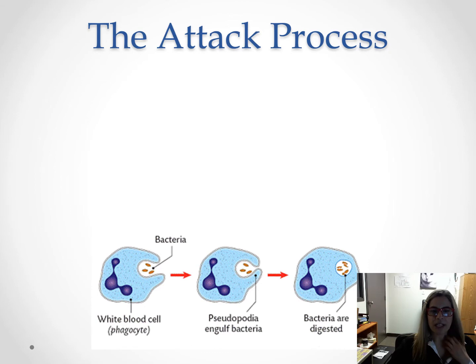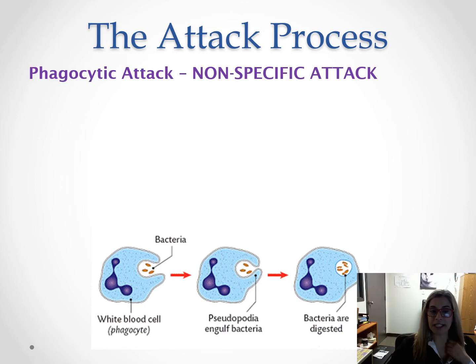So when we talk about the attack process, as we already said, phagocytic attack is non-specific. So if we look at our graphic here we have our phagocyte, or our macrophage is an example of a phagocyte. And notice what the macrophage does here. It engulfs and destroys. Okay, so again, this is non-specific. So this in the graphic says bacteria, but it could be a virus, could be a parasite, could be a fungi. Okay, any pathogen, our phagocytes are capable of engulfing and destroying, through phagocytosis.